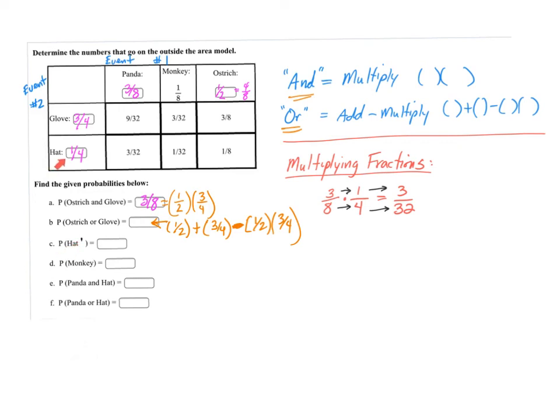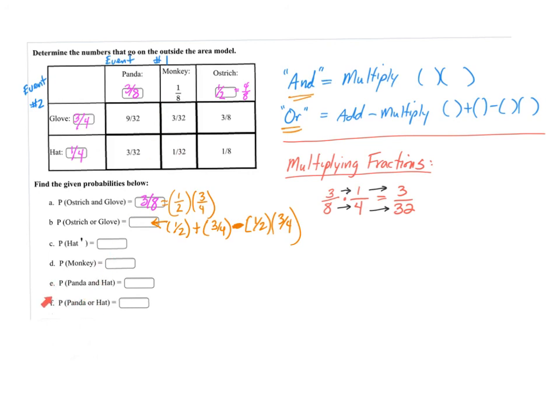This little apostrophe right here means not, the complement of hat. So if I have hats right here at 1/4, all of the boxes that are not hats are these 3 boxes, which are going to add up to 3/4. That answer would be 3/4. Monkey, that one's pretty straightforward here. The chance of you getting a monkey is these boxes, which these will both add up to 1/8. So 1/8 would go here.